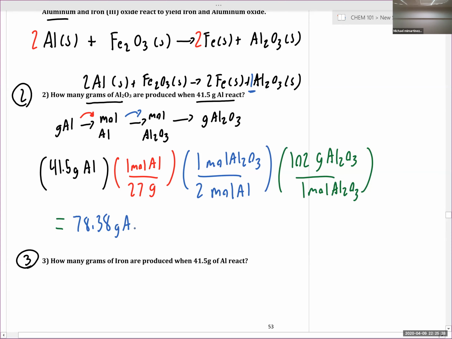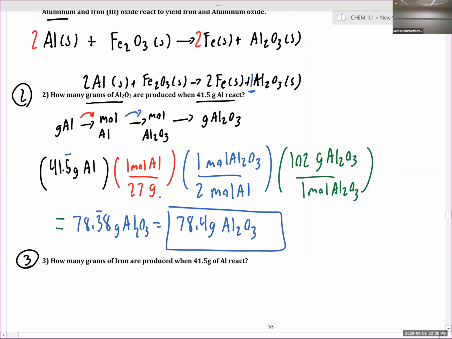78.38 grams, which we round to 3 sig figs, giving us 78.4 grams of aluminum oxide. So Hiral, your response for the first question was perfectly on point.